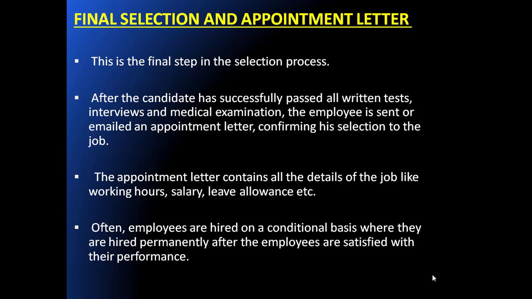satisfied with their performance. That is, for the initial 5 to 6 months they are hired on a temporary basis, and when their performance is seen to be good, then after 6 months they are hired on a permanent basis. So all the details are mentioned in the appointment letter. With this, the selection process ends and then starts the placement of the candidate. Placement and orientation of the candidate is done after this step, right?